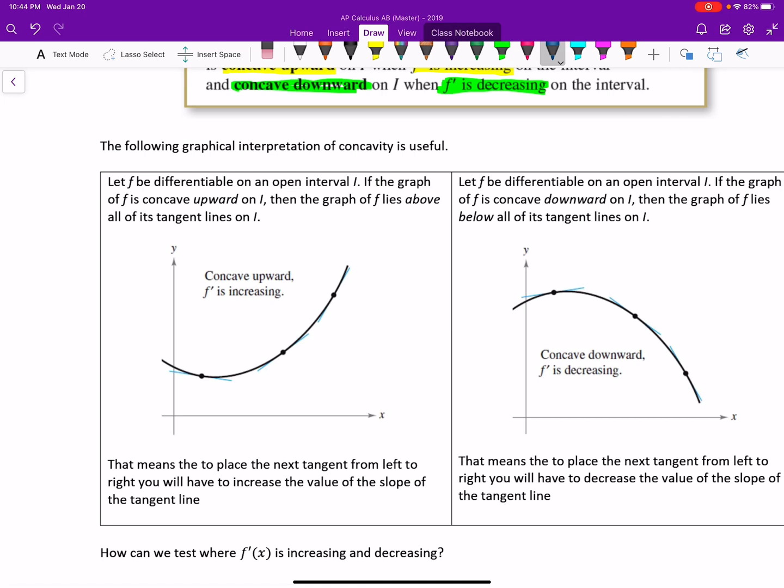Let f be differentiable on an open interval. If the graph of f is concave up on I, then the graph of f lies above all of its tangent lines. We've discovered this already, because when we used tangent lines to estimate values, with linearization, we realized that if the function was curved upward, it's going to be an underestimate. The curve is always above the line of tangency except at the point of tangency.